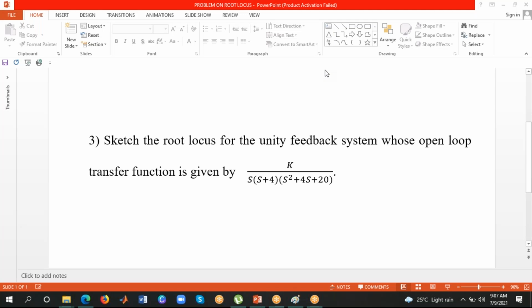So this is a question we have. Sketch the root locus for the unity feedback system whose open loop transfer function is given by K divided by s into (s plus 4) into (s square plus 4s plus 20). For this open loop transfer function we have to draw the root locus. So all of you take a graph sheet in your notes, then we will start the class.